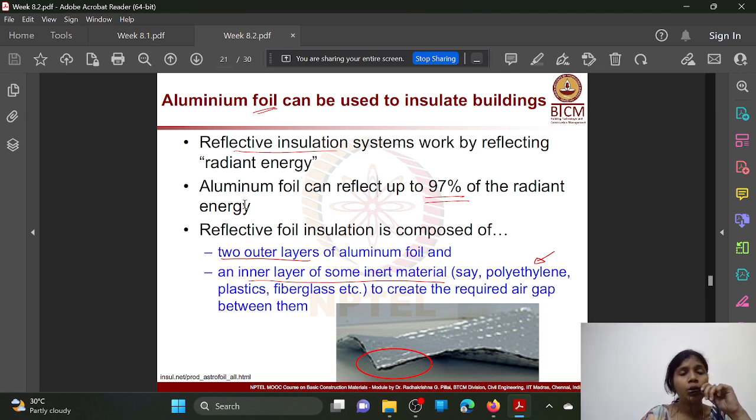Aluminium foil can reflect up to 97% of the radiant energy. Reflective foil insulation is made like a sandwich material: two outer layers of aluminium foil, and in between an inner layer of some inert material, say polyethylene, plastics or fiberglass, to create the required air gap between them, so that the radiation effect will be good.